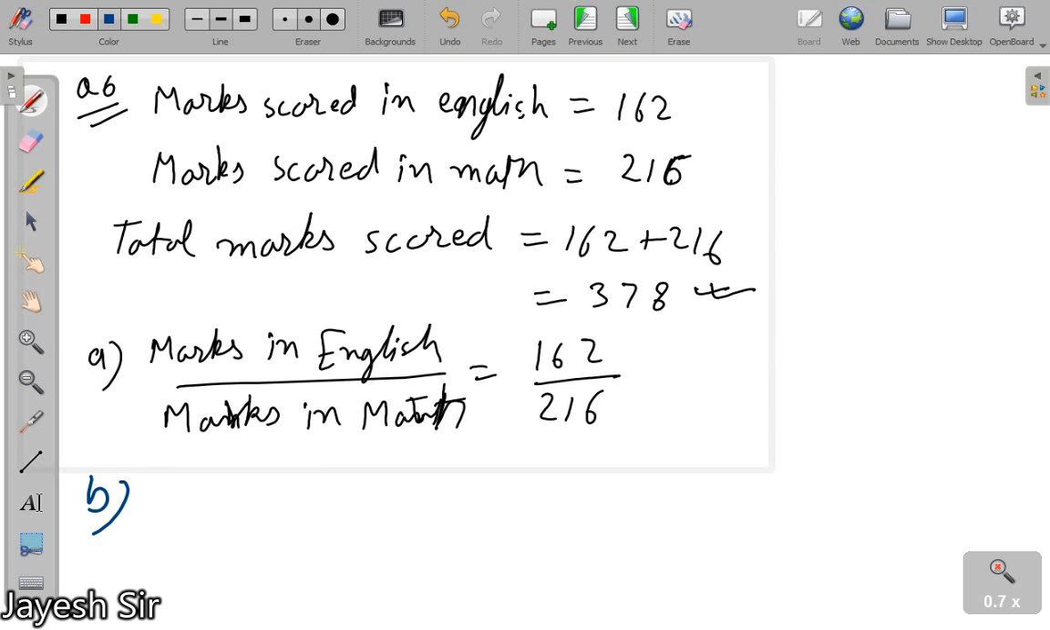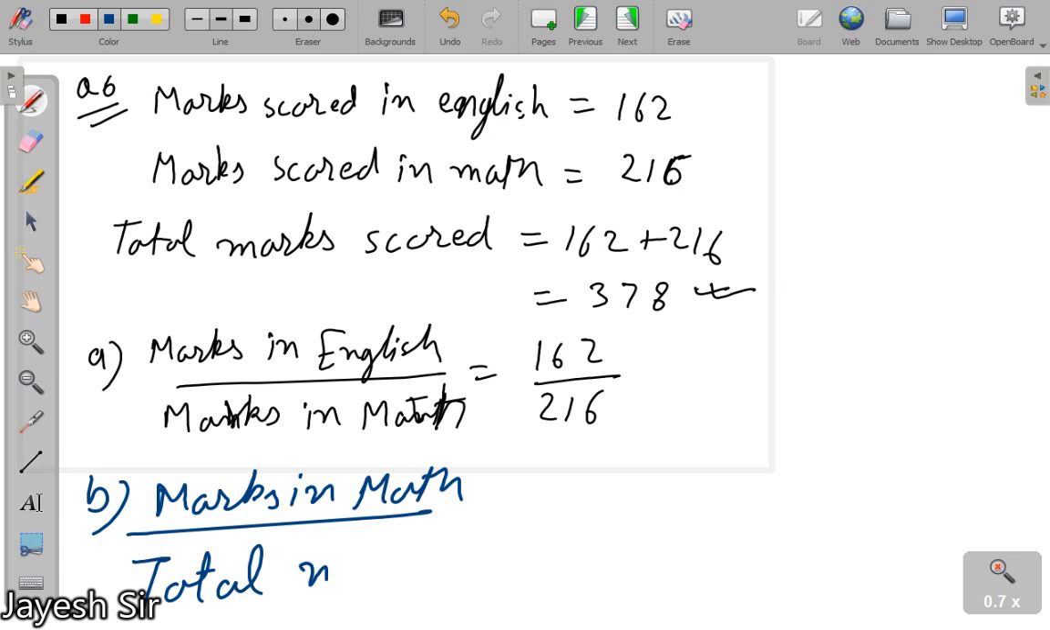In B part, you have to find the ratio between marks in mathematics and total marks secured. So marks in math upon total marks. Total marks secured is... marks in mathematics is 216 and total marks secured is 378. And you simplify both of these to get your final answer. Okay, so remember, simplifying the ratio is also very important.